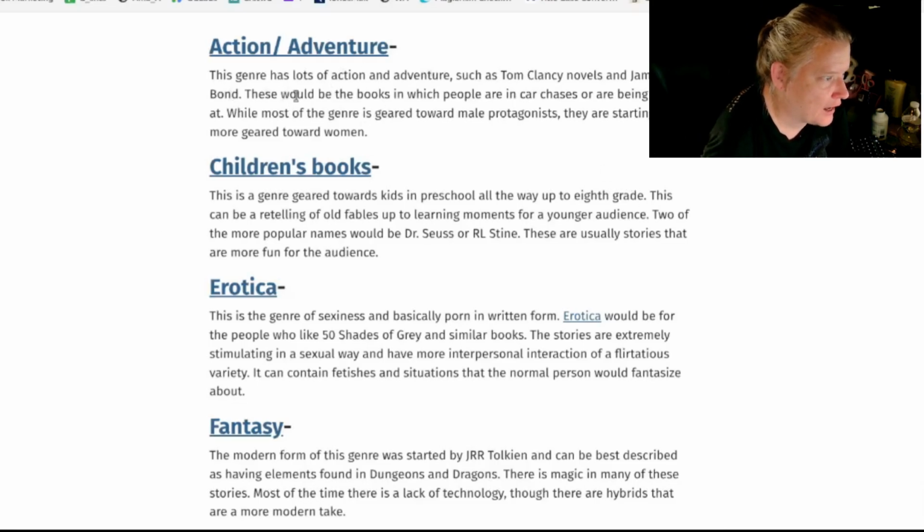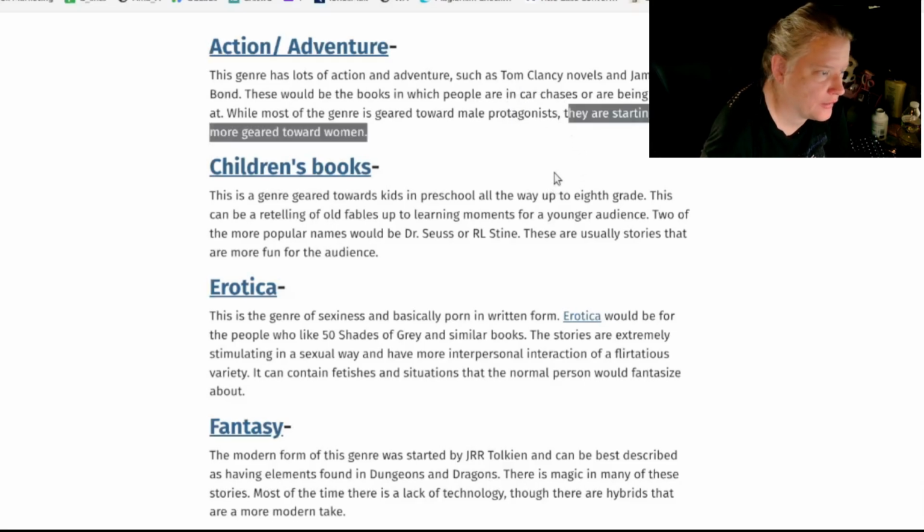Action-adventure. This genre has lots of action and adventure. Examples are Tom Clancy novels and James Bond. These would be the books in which people are in car chases or being shot at, or sometimes they're in the forest looking for artifacts and treasure. While most of this genre is geared toward male protagonists, females are starting to enter this.